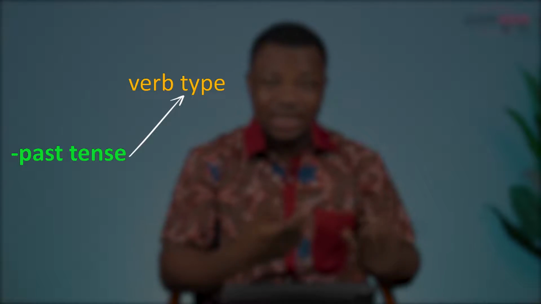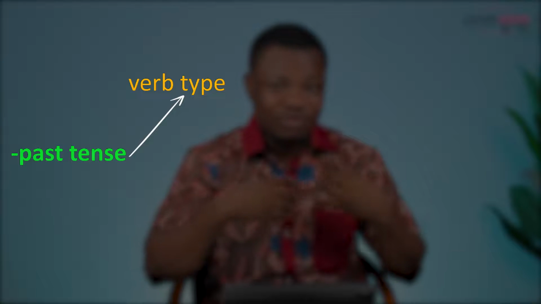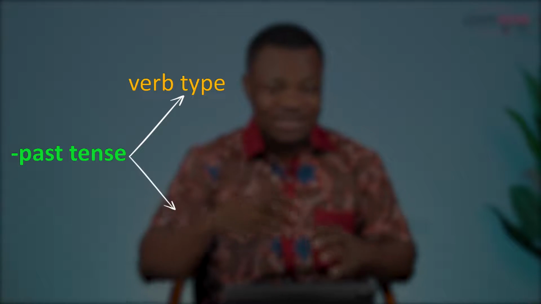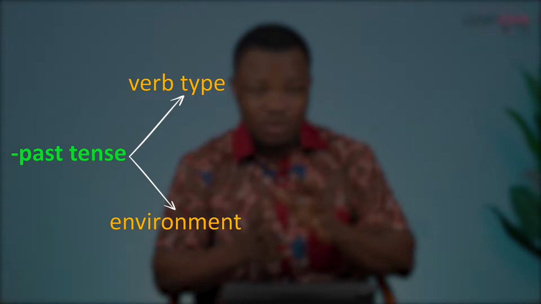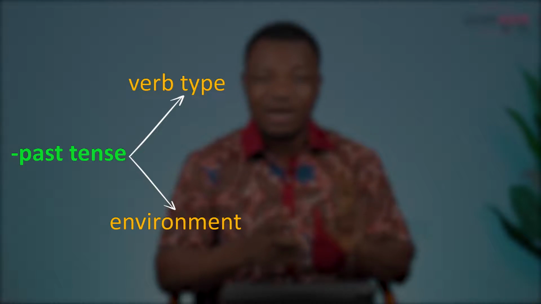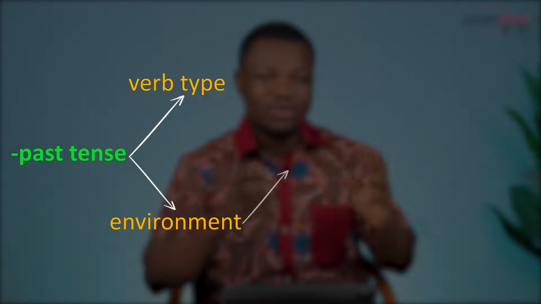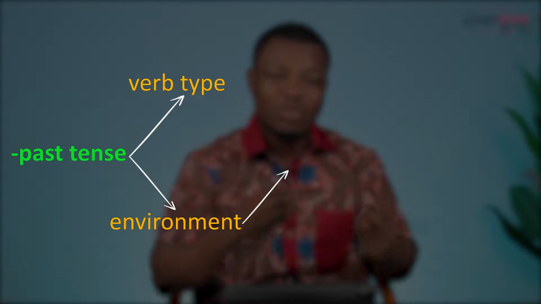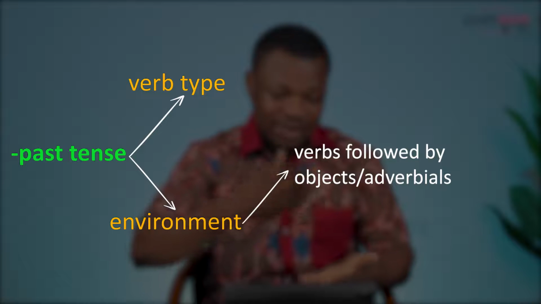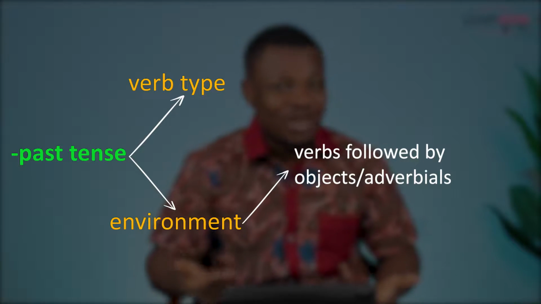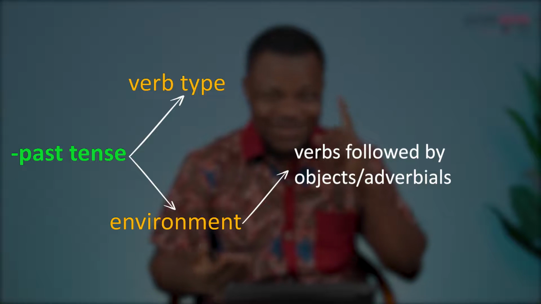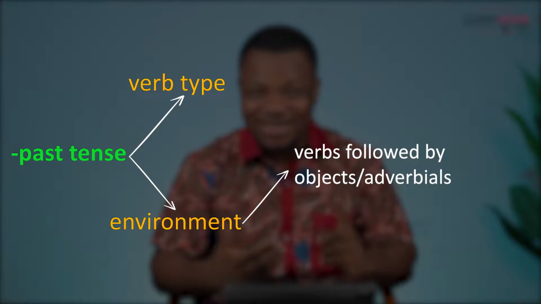Number one is the type of verb that we are dealing with. Okay, so what type of verb it is. And then number two is the environment where you find that particular verb. Okay, so based on these two broad variables, we looked at how to form a simple past tense of TWI verbs that are being followed by objects or adverbials. Okay, that was the first lesson under the simple past tense.